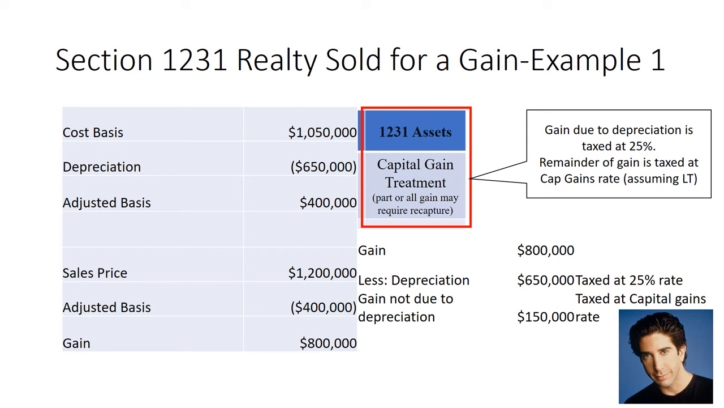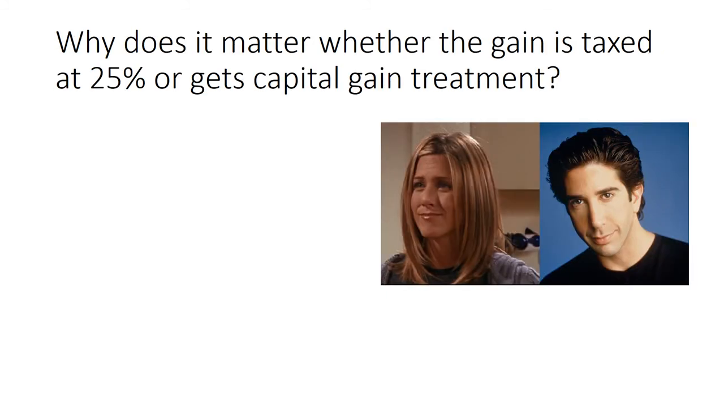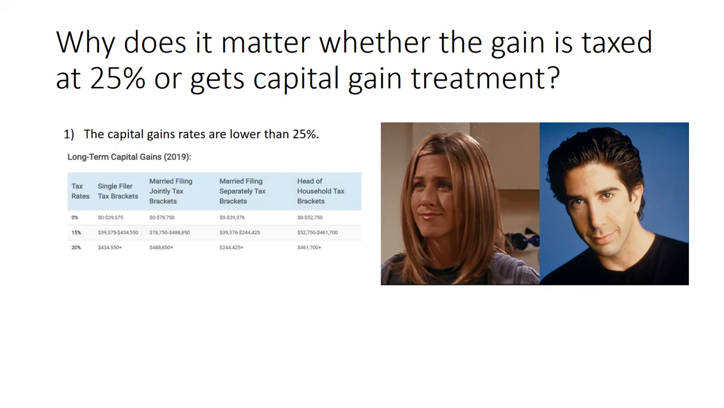And so, of course, we take the gain minus the depreciation. This leaves $150,000 of gain to be taxed at the capital gains rate. The $650,000 of that gain is going to be taxed at 25%, so it's kind of stiff. Now, why does it matter how much of the gain is taxed at 25% or gets capital gain treatment, you may ask? Well, because obviously the capital gains rates are lower than that 25%.